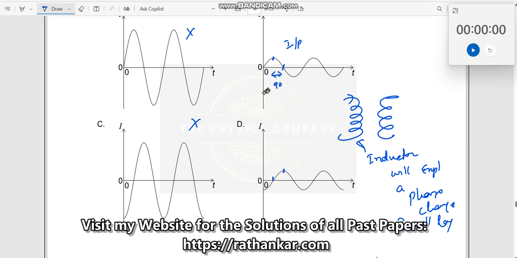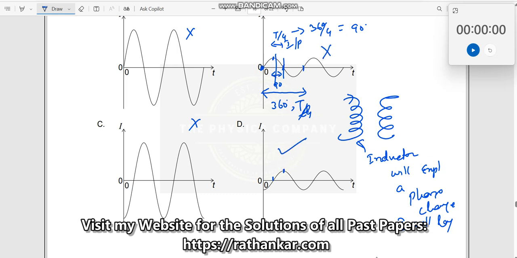How do you know this is 90 degrees? See, this is your origin point, this is your final point. In between these two, you get one full cycle, which is 360 degrees and corresponds to one time period. So this is 1/4 of a time period, which will be T by 4, corresponding to 360 divided by 4, which is equal to 90 degrees. So definitely there should be a lag being observed. So this is also incorrect, because there is no lag being seen. A lag is only seen here.